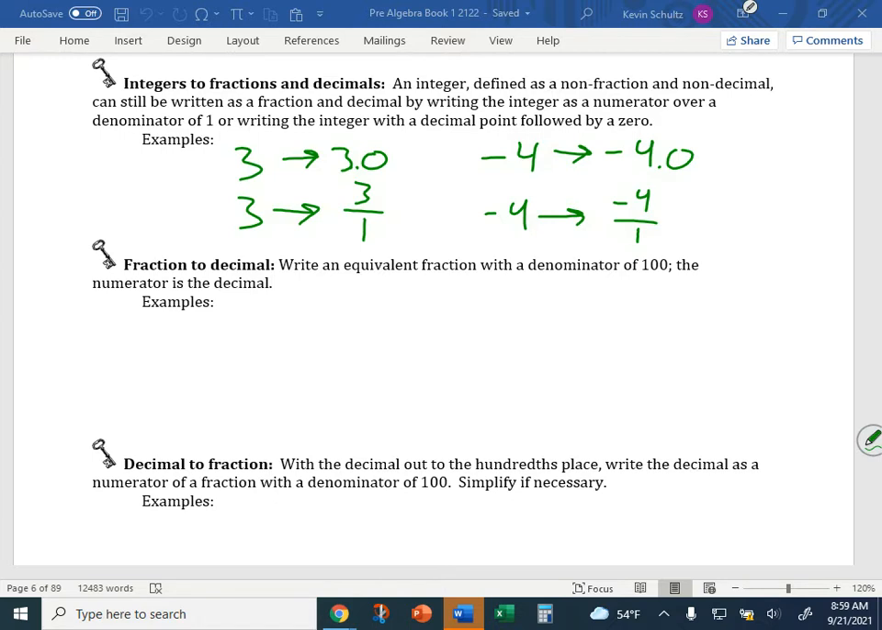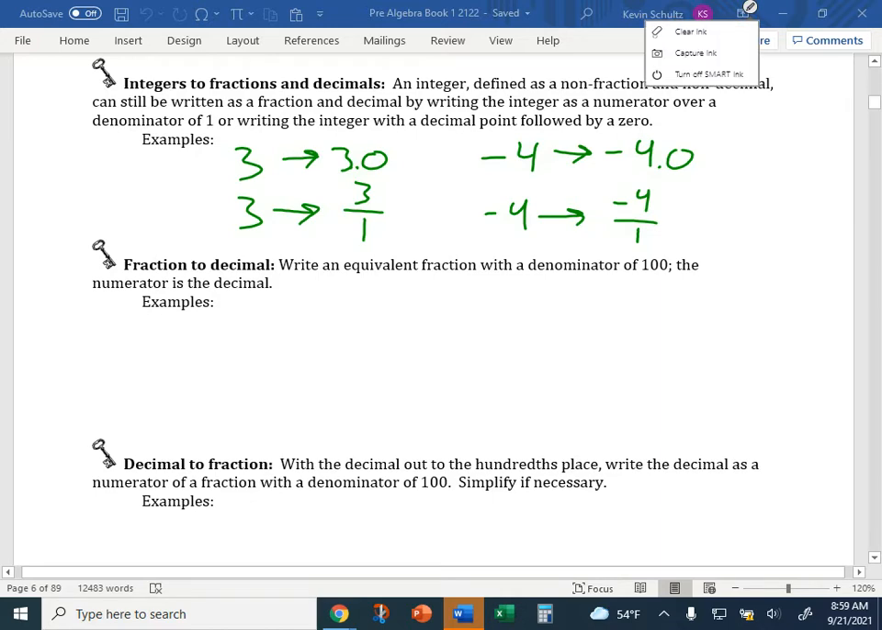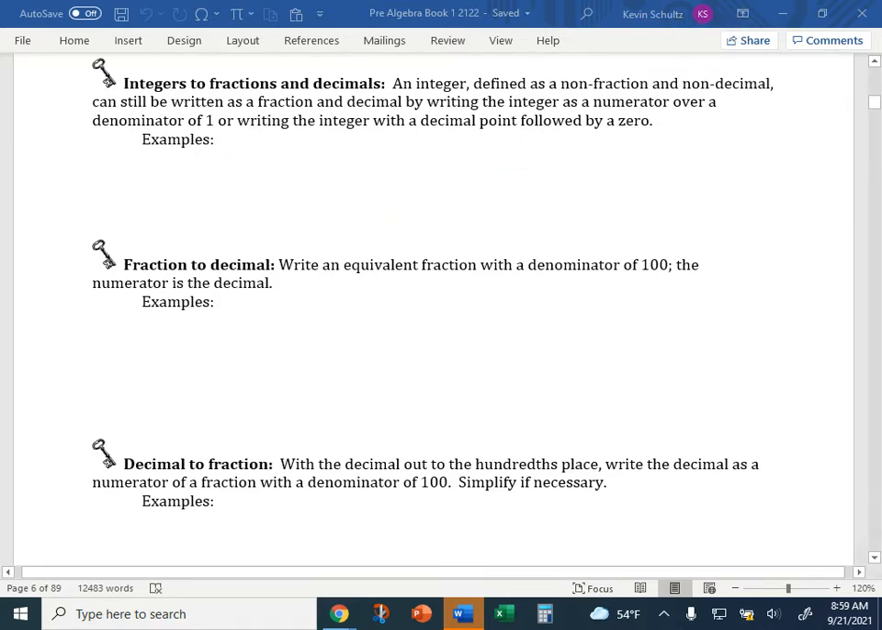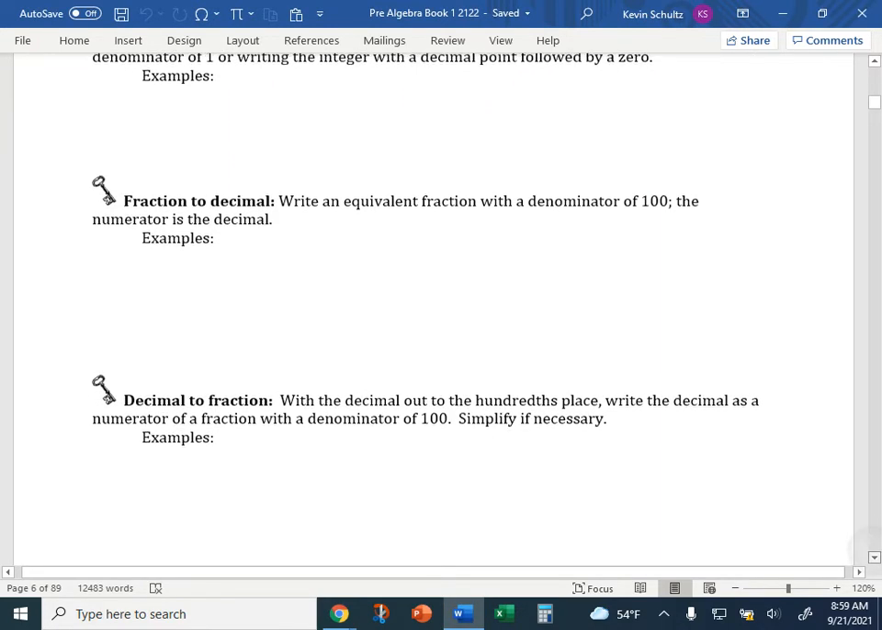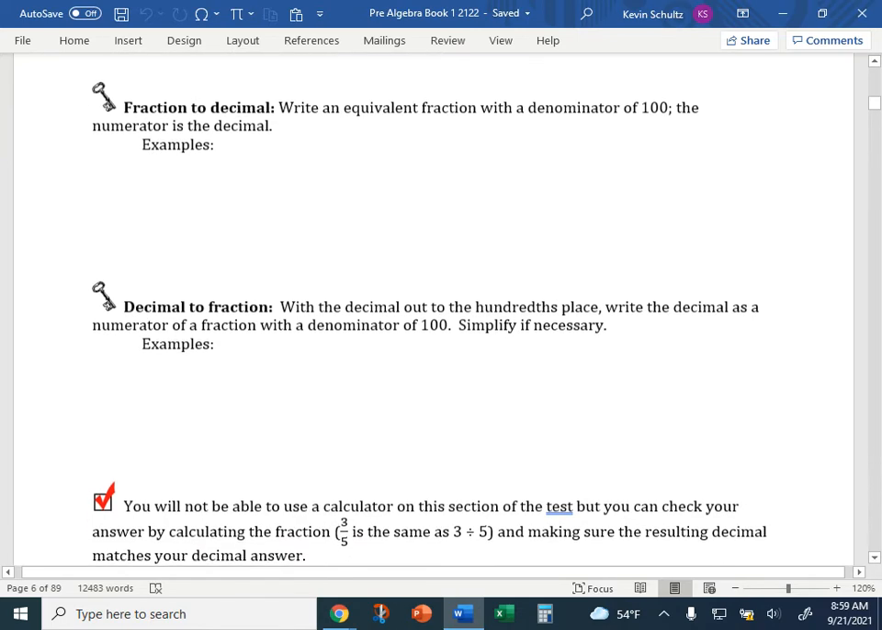Okay, time for the fun stuff now. Fractions to decimals. I'm going to scroll down a little bit because I want both of these things on kind of the same page here. So fractions to decimals. Let's start with something like 2/5.